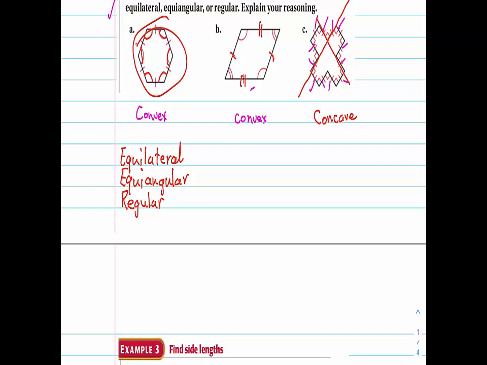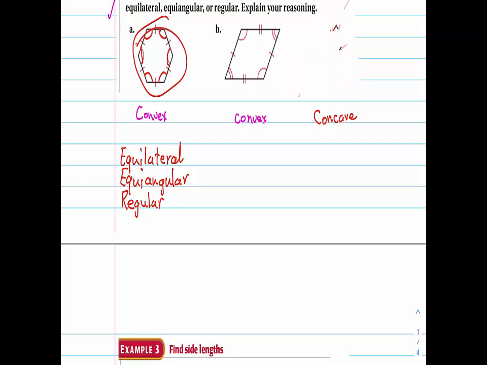And also notice that this angle has two little curves. This angle has two little curves. So those angles have the same measure. This angle up here has one curve, and this one has one curve. So those angles are the same. But not all four angles are the same. So this is not equiangular. So it's neither equiangular nor equilateral. Okay? So we can't classify it that way.